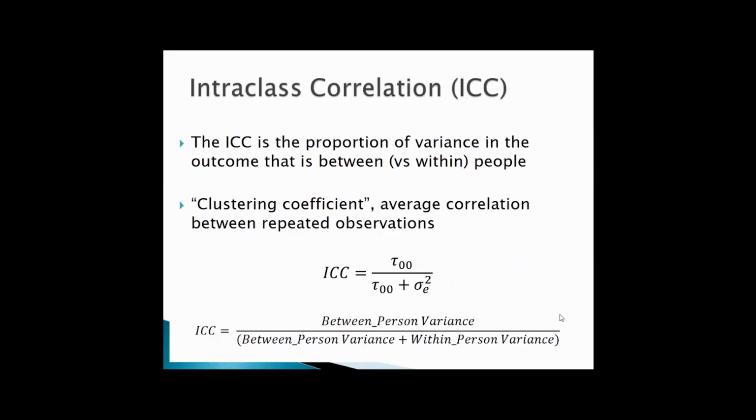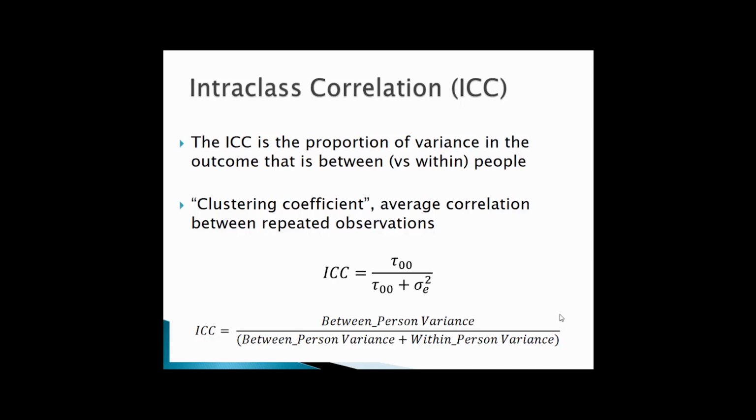Now, once we have these variance parameters, we can think about describing the variability in our data a little bit more by calculating something called the intraclass correlation. And this is important in multi-level data sets because it's telling us something about the proportion of variance in the outcome that's at the between-person level versus the within-person level. You can also think of the intraclass correlation as a clustering coefficient. If you were to calculate correlations between all of the repeated observations and take the average of those correlations, you would get the intraclass correlation.